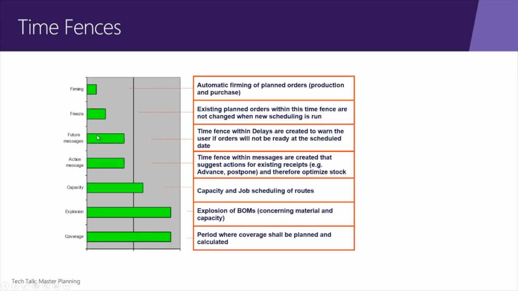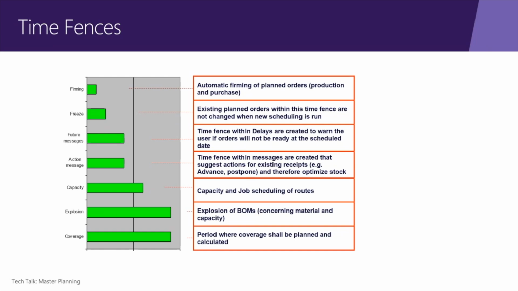Action messages and future messages: how far down the line do you want to know if something is getting delayed? If something is getting delayed a month from now, do you want to know that today or just 10 days in advance? What you're considering there is whether you want to have too many delayed messages, because from a supply chain perspective, too many things could be delayed if you're looking at a longer horizon, and it will be a lot of noise.